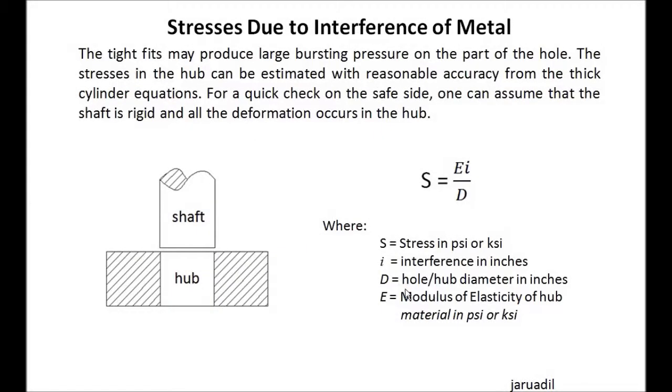So, D, hole or hub diameter in inches. Dito. Hindi yung shaft, ha? Yung hub diameter or hole diameter in inches. And E is the modulus of elasticity of the material of the hub in PSI or KSI. So, makukumpute mo yung S. So, kung maluwag naman kasi, wala namang stress yan. Diba? Kung doon ka sa mga loose running fits, walang stress doon kasi maluwag. Pero pag interference fit or the shrink fit, meron talagang stress yan sa hole. Usually nga, nagkakaroon pa yan ng breakdown ng hole pag sobrang masikip yung shaft.